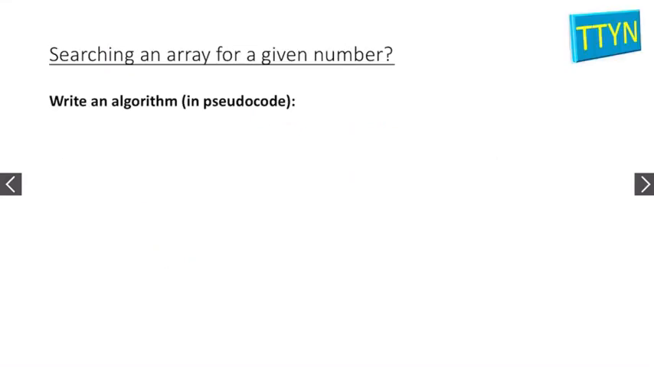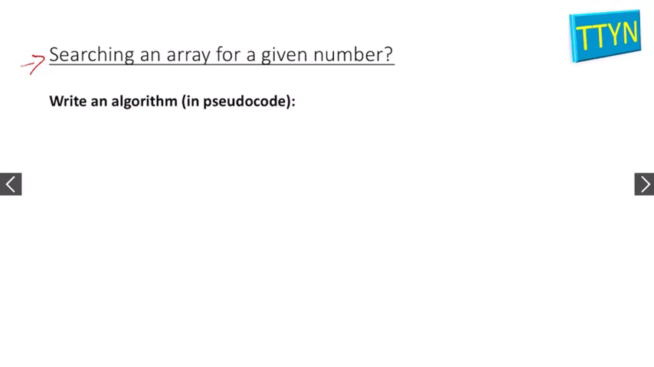Alright, so let's go through some examples. We'll start by just writing some algorithms out in pseudocode, and then we'll look at what's the total running time, and then we'll look at the asymptotic running time. So first, let's just start by writing an algorithm that searches an array for a given number.